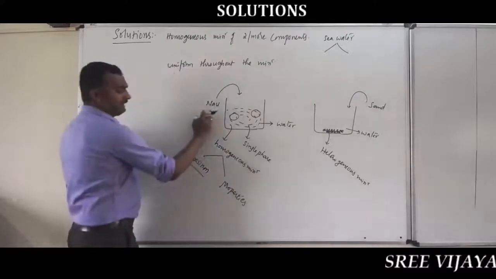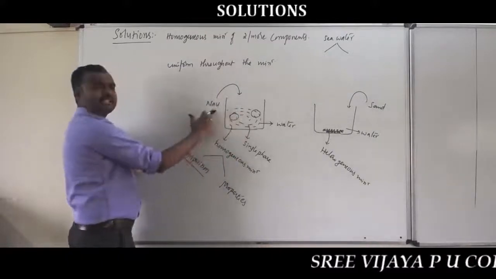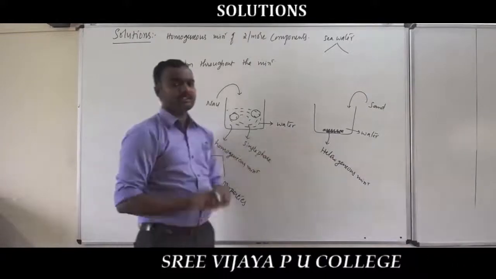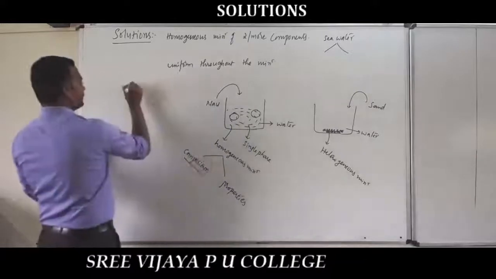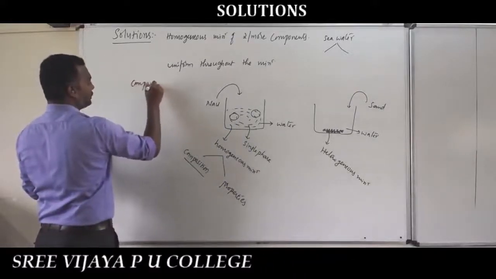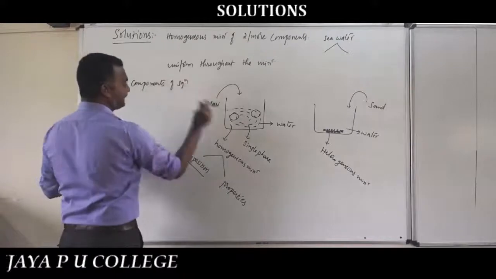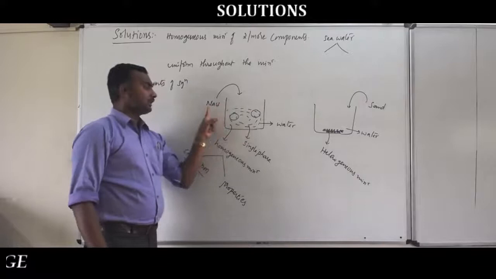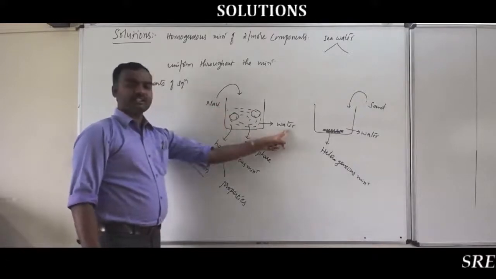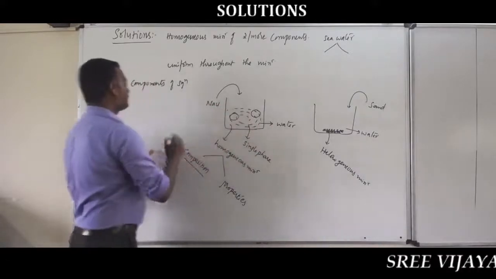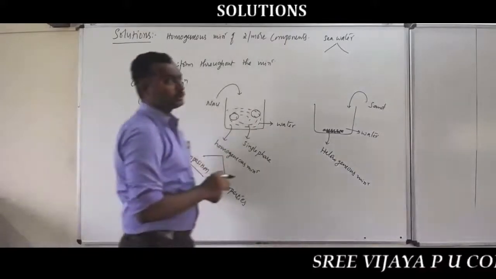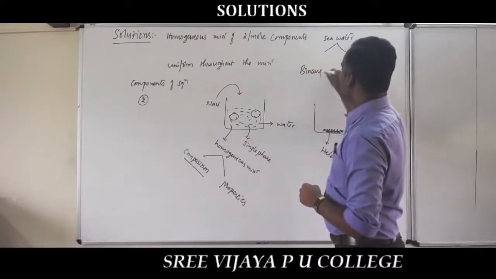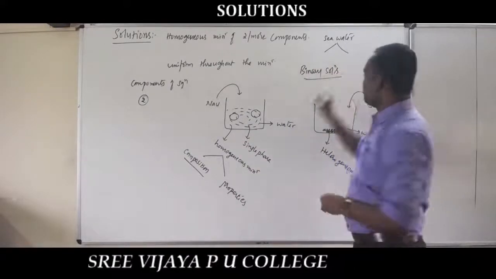So in the given example, NaCl is one component and water is another component. So NaCl and water are called the components of the solution. In this solution, NaCl is one component, water is another component. Totally this solution consists of how many components? Two components are there. So those types of solutions are called binary solutions.